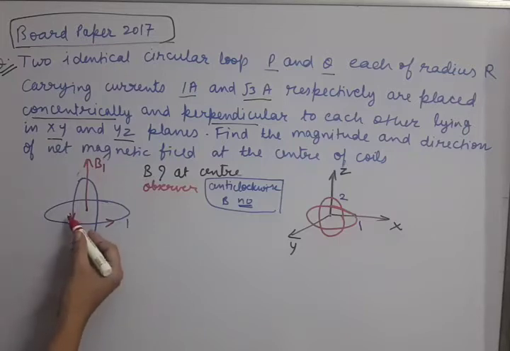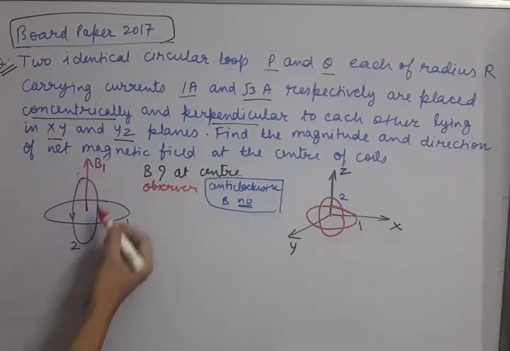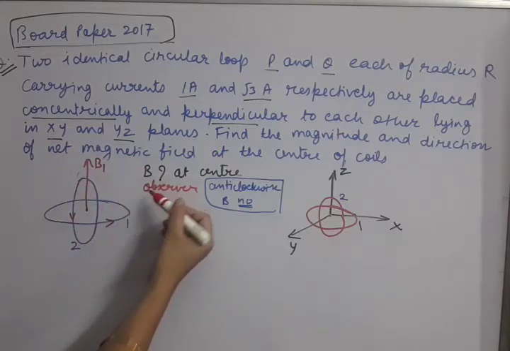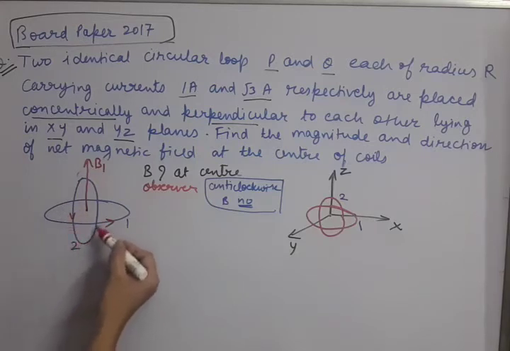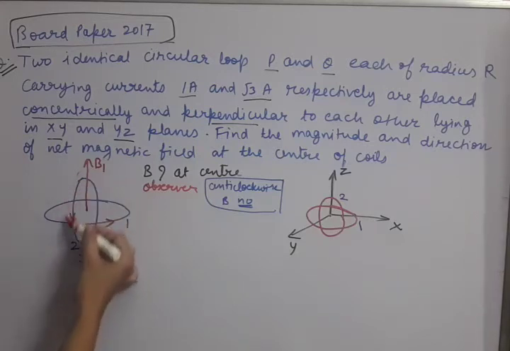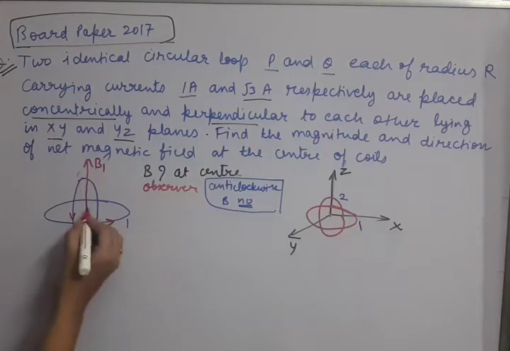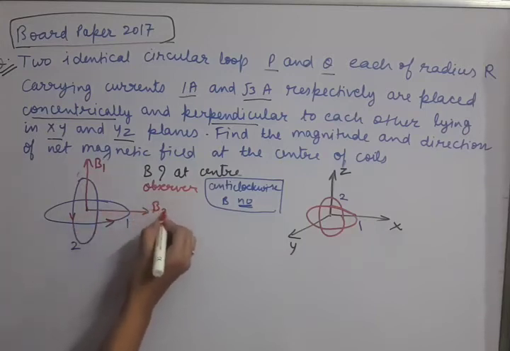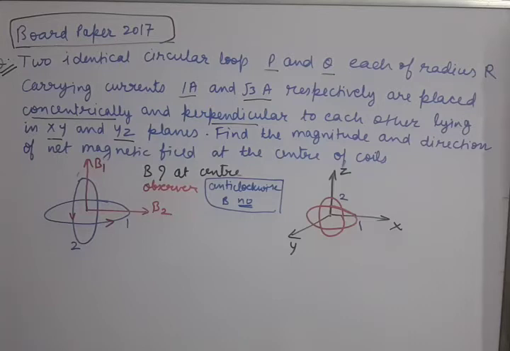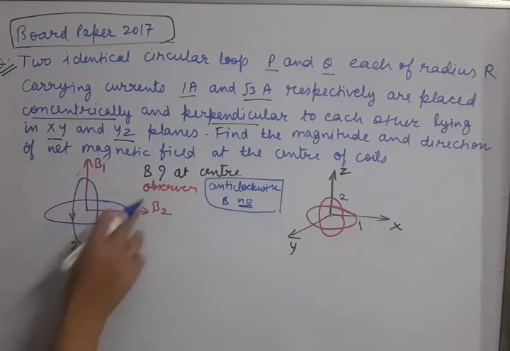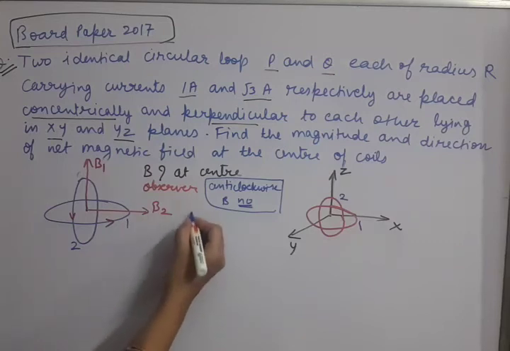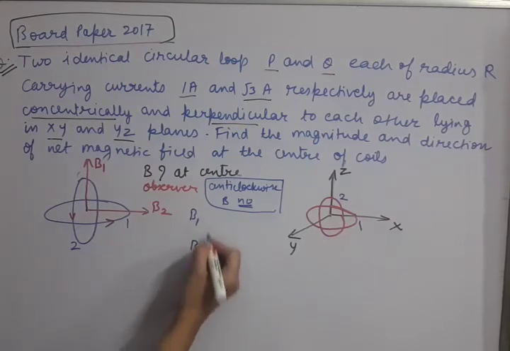In the same manner, let us check this direction from the observer's side. This is also anti-clockwise. So for it also the magnetic field will be normally outwards. So we have now got two magnetic field directions, B1 and B2. We can see that both the magnetic fields are at 90 degrees. Our target is to find the net magnetic field. So let us first write the B1 and B2 values.